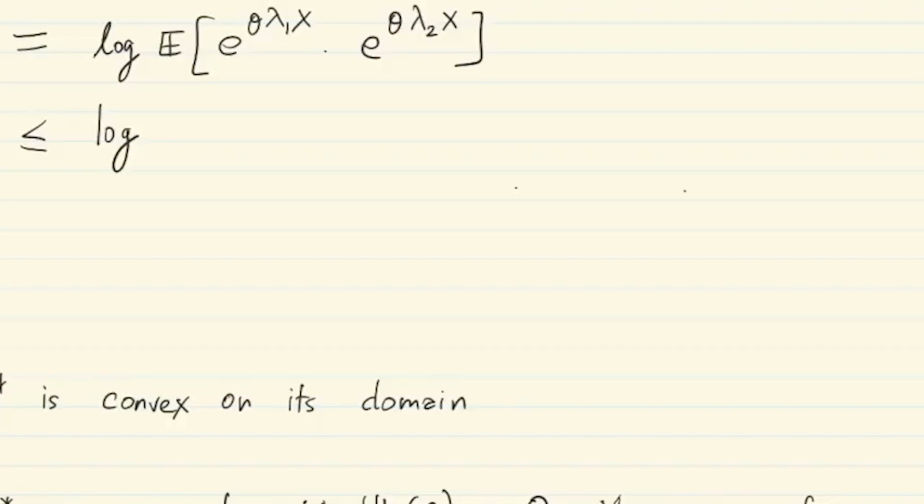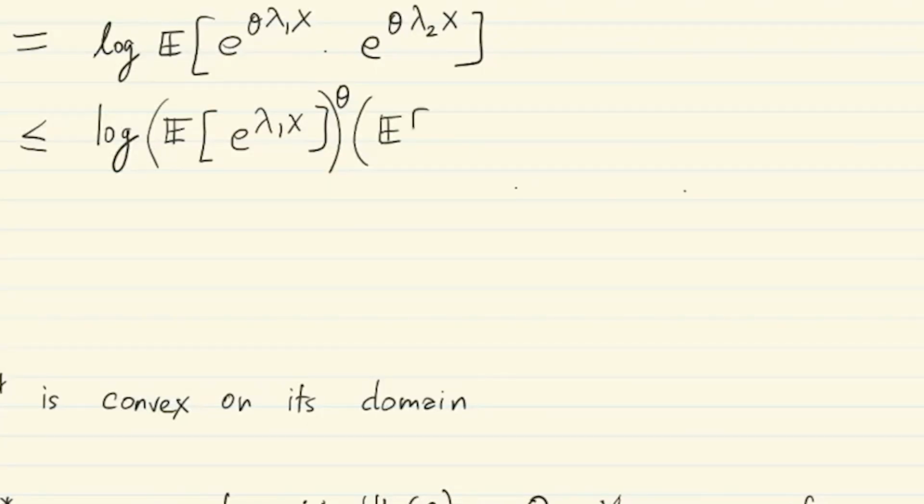Holder's inequality helps us to bound an expected value of a product like this, and in this case you get expected value of e raised to lambda 1 x, okay, the whole raised to theta. So this is the expectation being raised to theta, and on the other hand you get expected value of e raised to lambda 2 x, the whole thing being raised to theta bar, which is 1 minus theta. Okay, so this is by using what is called Holder's inequality.